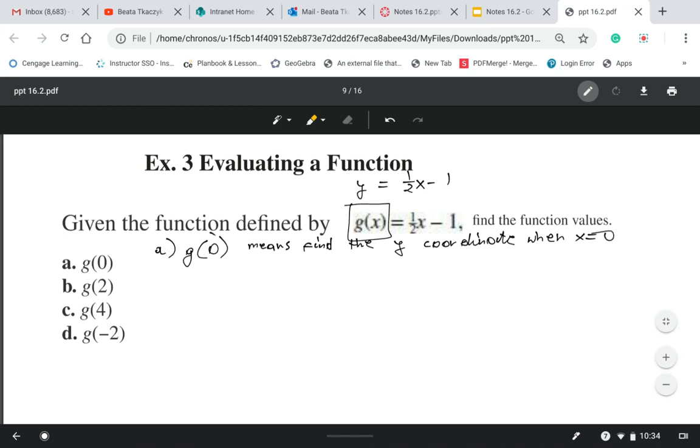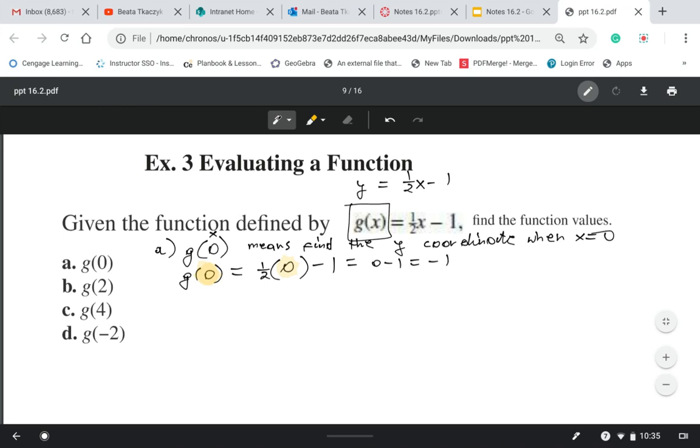So remember that in the parenthesis, it's always x. So how do we evaluate g of 0? We're going to replace x with 0. So we have equation 1/2 x minus 1, and we're replacing x always with the expression which you see. Okay, so we're going to have 1/2 times 0 minus 1, and I just follow the equation. So x from the equation was replaced with the number which you see inside of the parenthesis. So simplify, so we end up with 0 minus 1, which is -1.